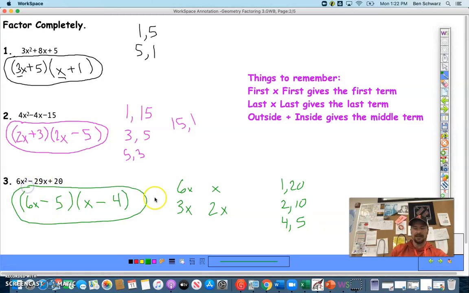So it's going to take some persistence, okay? But you should know when you finally have it right, because when you multiply your correct answer out, you should just get back to right where you started, okay?